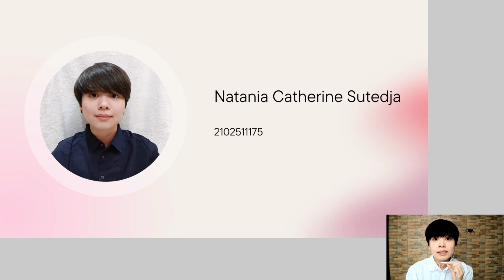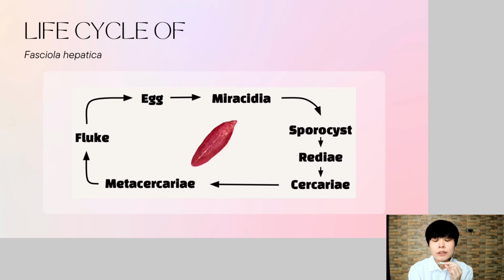My name is Natania Catherine Suteja and I will explain about the life cycle of Fasciola hepatica. Fasciola hepatica eggs are released to the environment from the host species. In the water environment, these eggs will develop into embryonated eggs that contain the larval phase of Fasciola hepatica, known as miracidium. After 9 to 15 days, the egg will hatch and the miracidium will search for an intermediate host, which is a snail. Inside the snail body, miracidium will form a sporocyst that can contain 4 or more rediae.